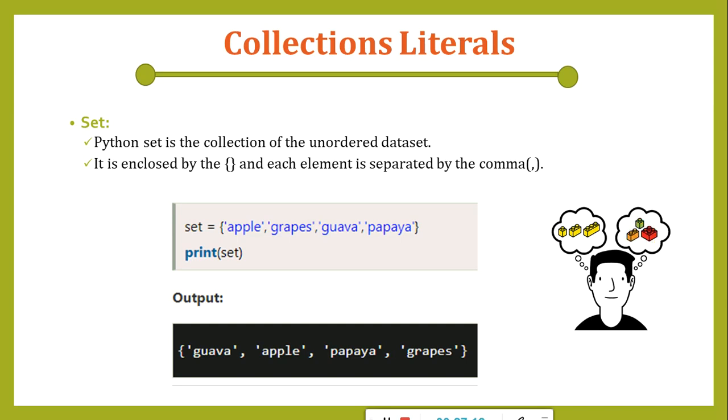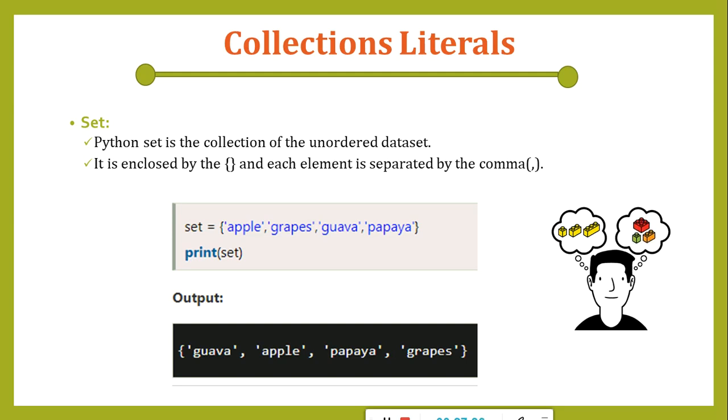The repeated elements are taken only once. The same thing is here. If we have apple twice, it will print it only once. So repetitions are avoided. And the second thing, sets are always printed as an unordered data set, not in order. Right now they are showing guava, apple, papaya and grapes. Again, if we run this print statement, it will print in a different order.